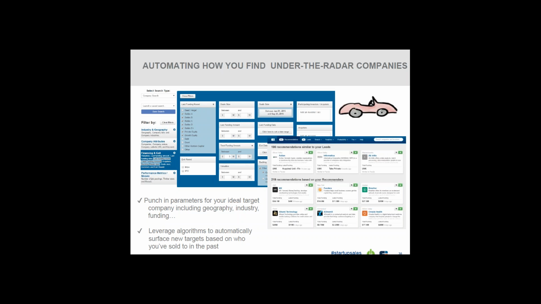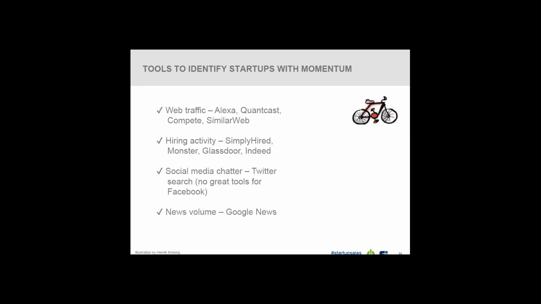So this is how you automate some of the identification of under the radar startup companies. For momentum, again, you can do things here that are manual. There are some tools for web traffic. You can use Alexa, Quantcast, Compete, or SimilarWeb. For hiring activity, if you think of hiring as a signal that indicates quality, there's a bunch of sources here.